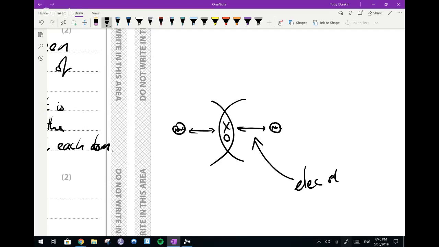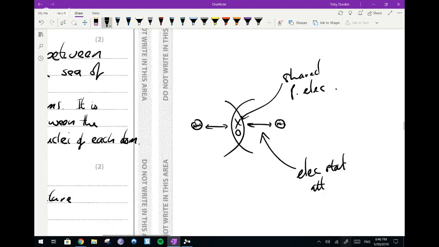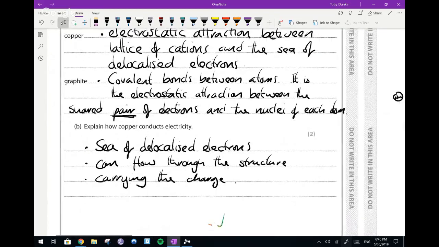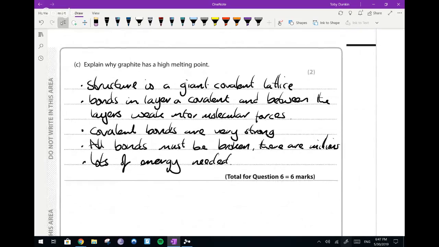Electrostatic attraction, and we've got the shared pair of electrons. Shared pair of electrons. Nuclei. You get all the marks for that one. That's good. Okay, next. Explain why graphite has a high melting point.